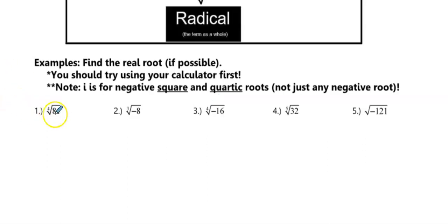If we got a fourth root of 81, we could put that in the calculator and get 3. Cube root of negative 8 is negative 2. This we would say non-real. Okay. Fifth root of 32 is 2. The square root of negative 121, as we learned before, is 11i. Okay.